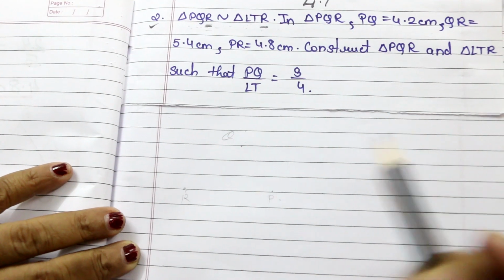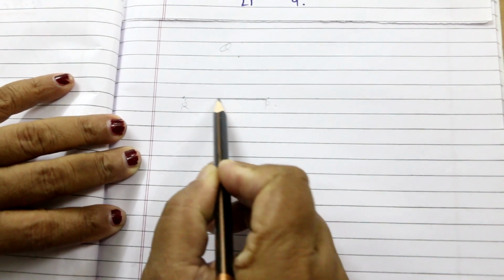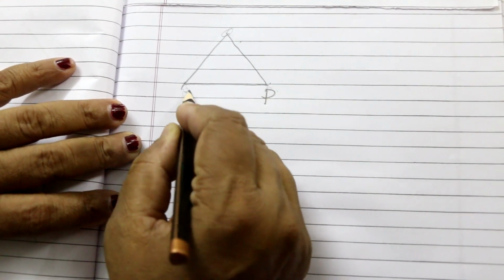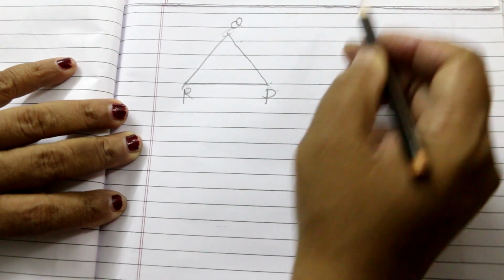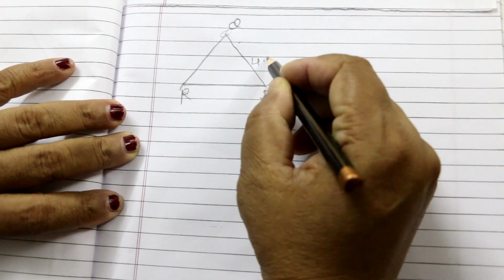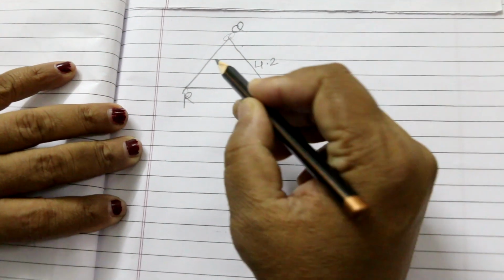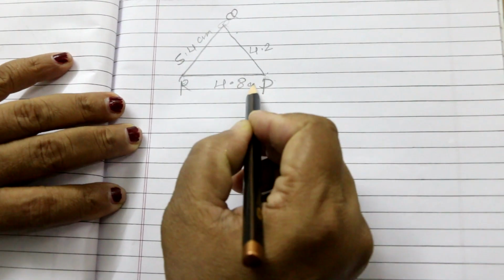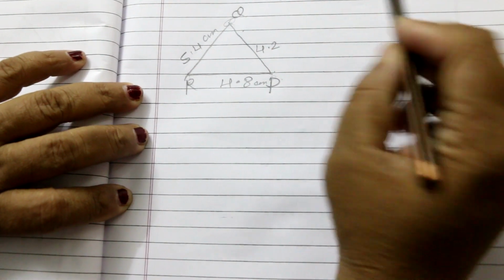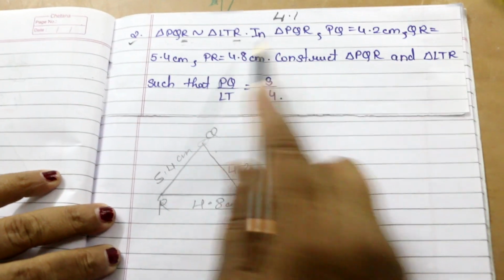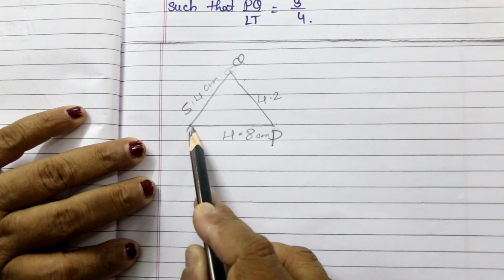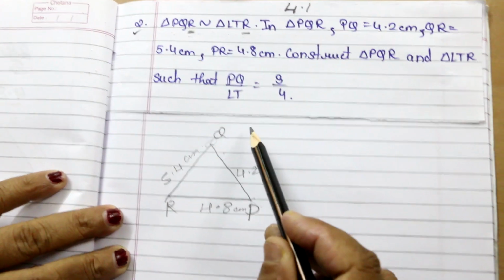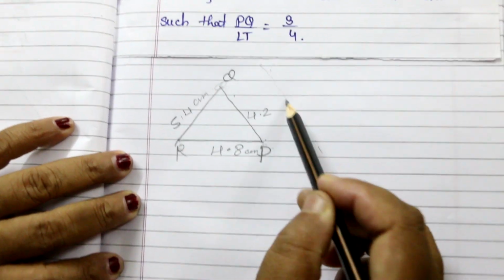So let us draw a rough figure. This is P, Q and R. PQ is 4.2, QR is 5.4 and PR is 4.8 centimeter. Let us see where LTR will be. So this is R, so where will L be? PQ corresponds to LT, this side, somewhere here.